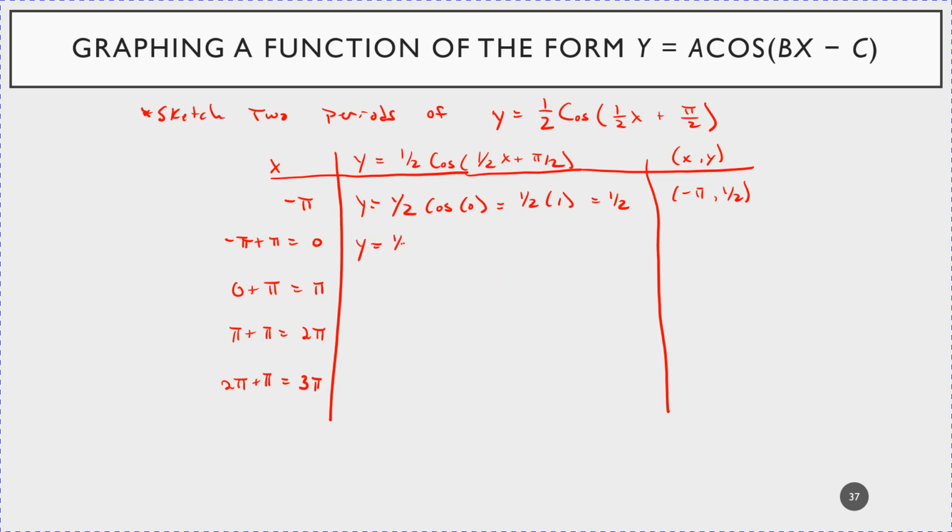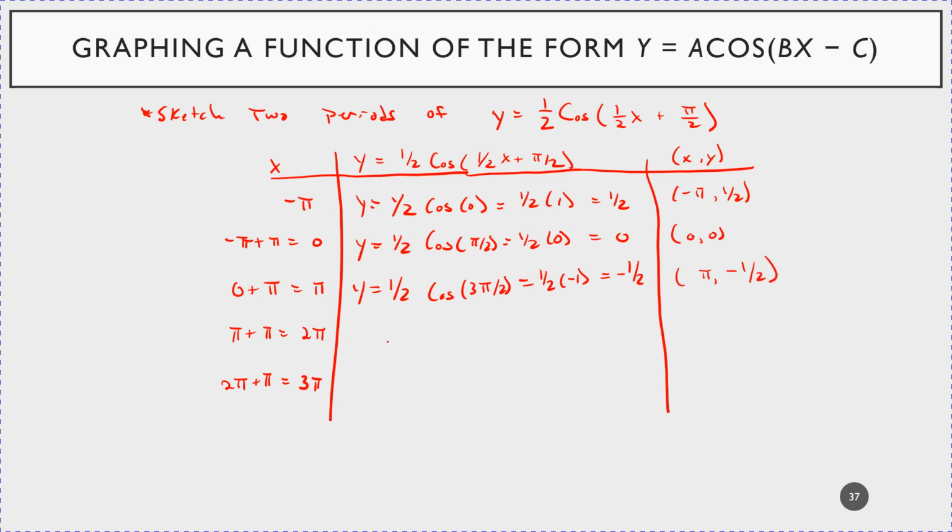This ends up being y is equal to 1/2 times cosine of pi over 2. And cosine of pi over 2 is 0. So this is 1/2 times 0, which is 0. So my next test point is the point 0 comma 0. Pi. This ends up being 1/2 of cosine of 3 pi over 2, right, which is negative 1. So this is 1/2 times negative 1, negative 1/2. So pi comma negative 1/2 is my next test point.